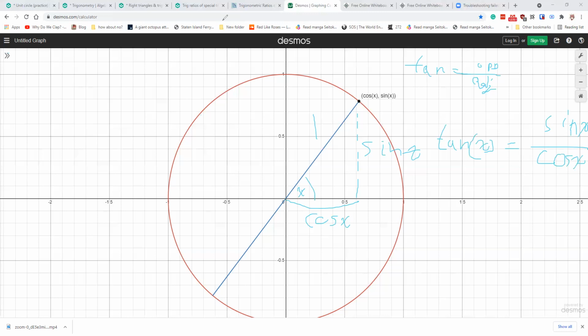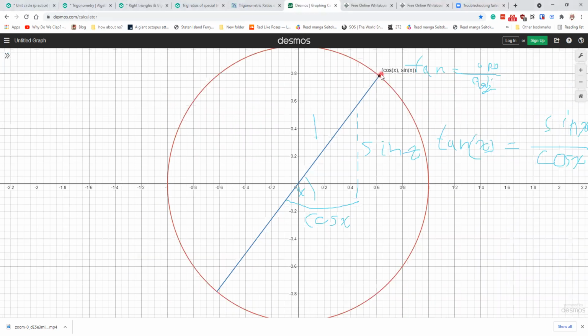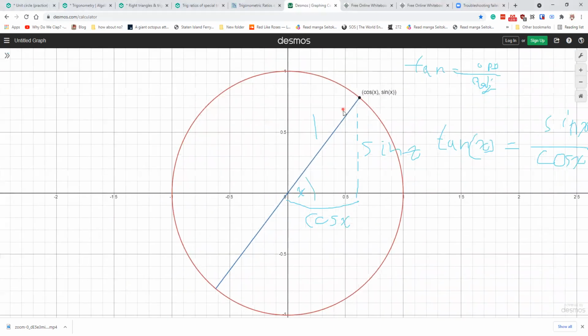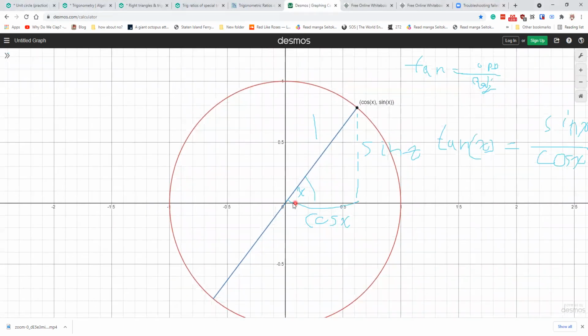And this is actually a very, very important identity. It comes up quite a lot. One other way to think about this is you see how we have a line from the origin to this point on the unit circle right here, right?